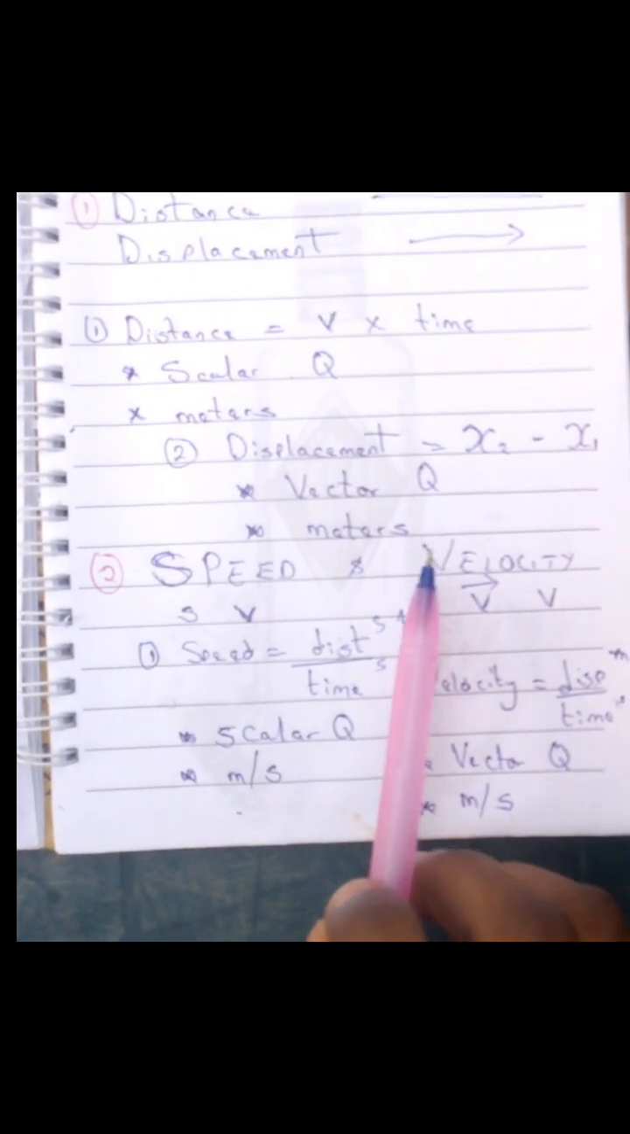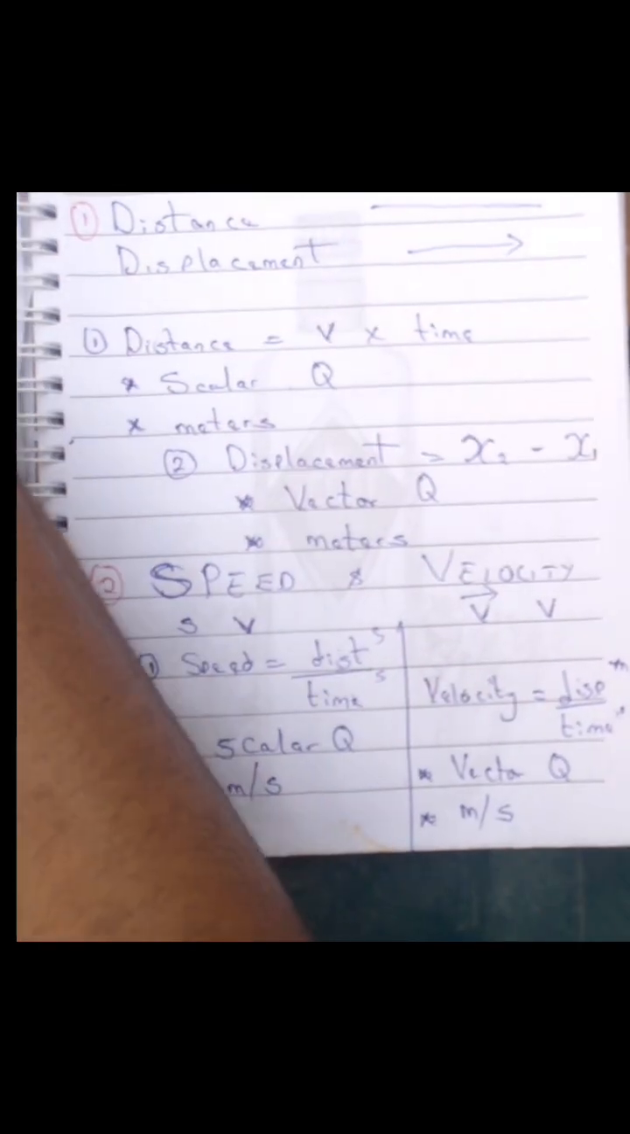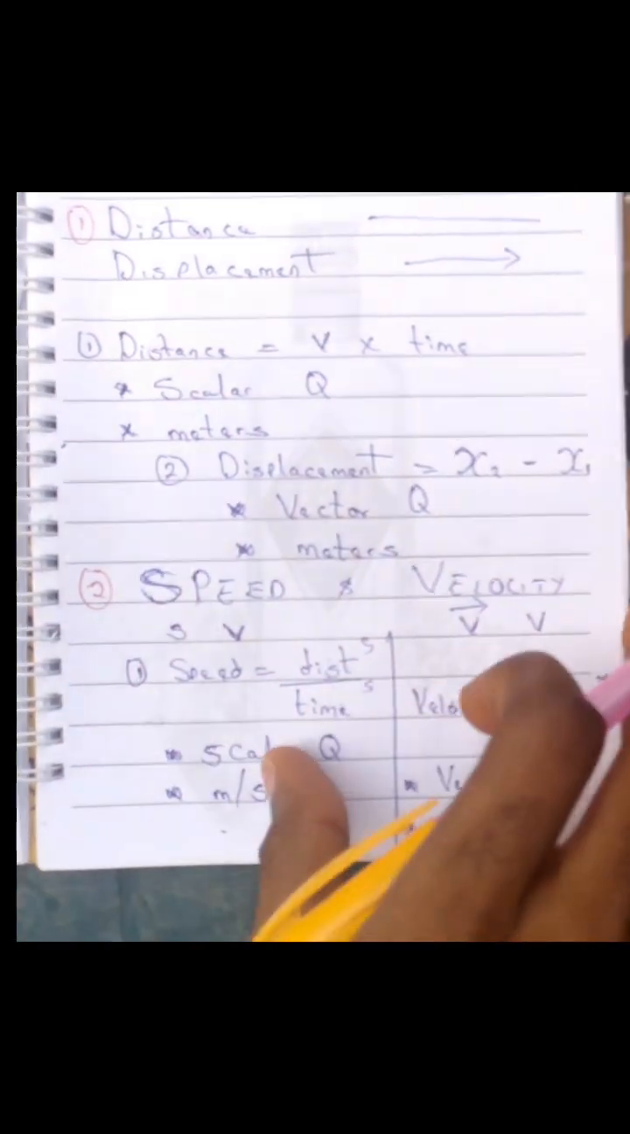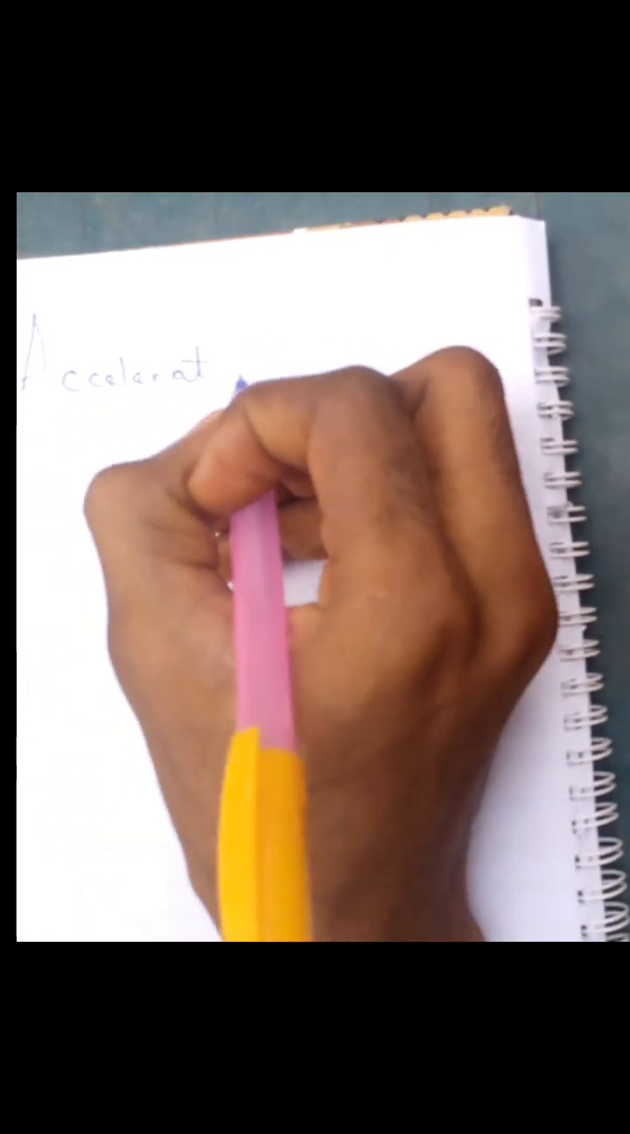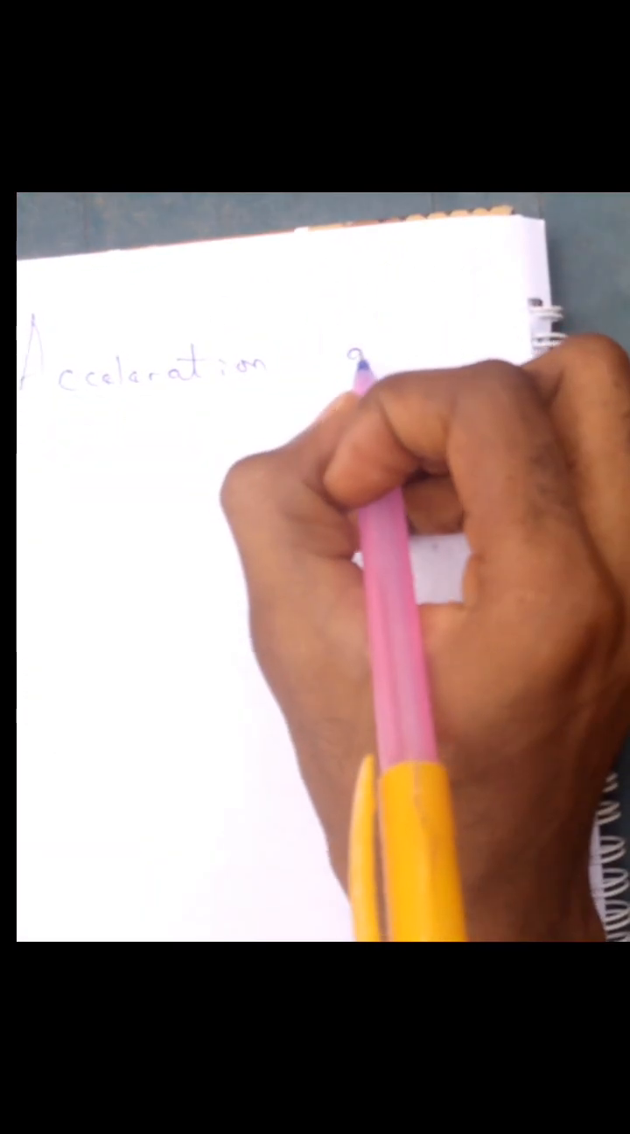So with that being said, now let's touch the final one, which is acceleration. Acceleration is represented with a small letter a. Please don't make a mistake with the small letter a. Capital letter A is area. So small letter a is acceleration.